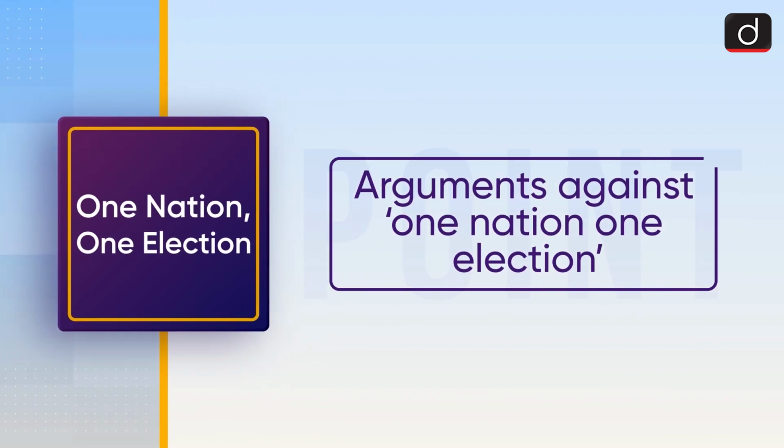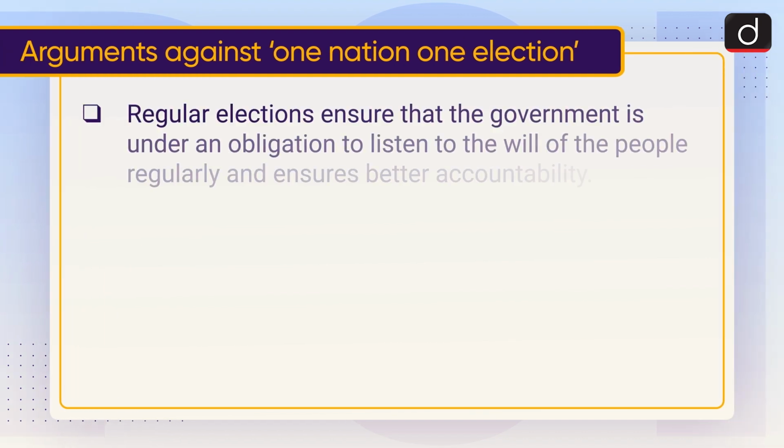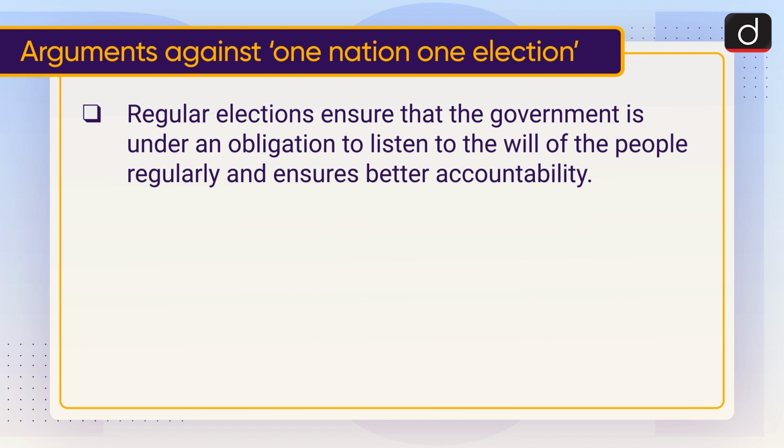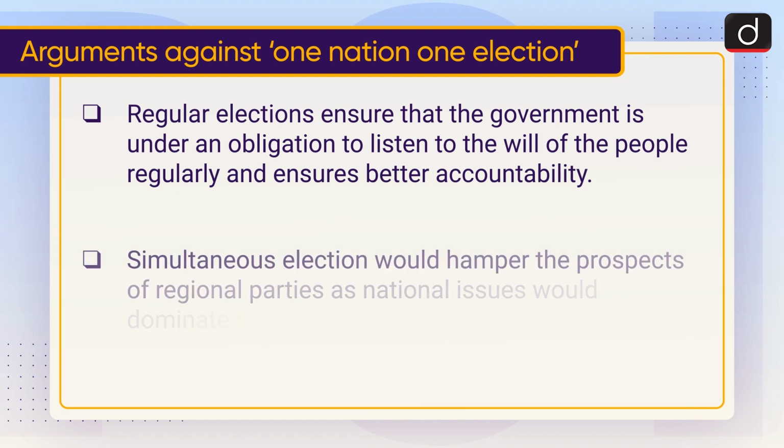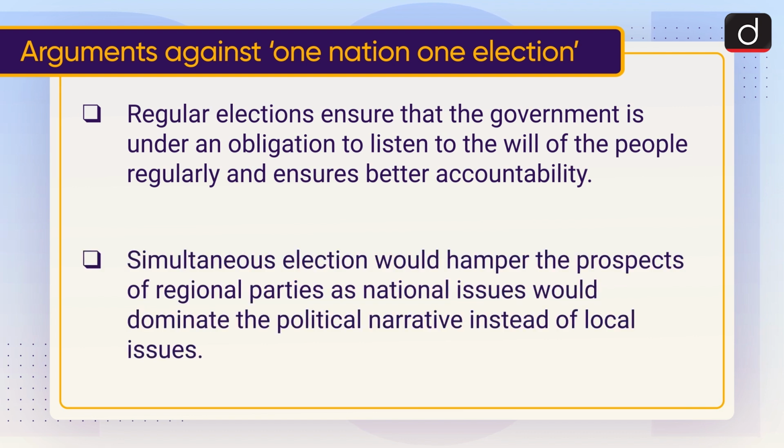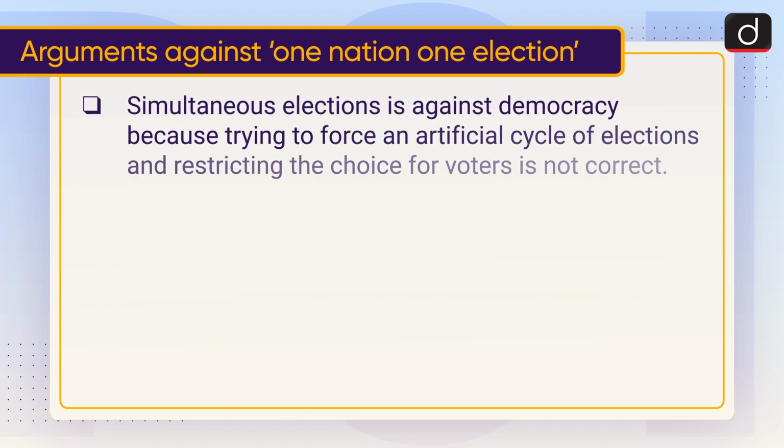Now let us have a look at the arguments against one nation, one election. Regular elections ensure that the government is under an obligation to listen to the will of the people regularly and ensures better accountability. Simultaneous election would hamper the prospects of regional parties as national issues would dominate their political narrative instead of local issues. Simultaneous elections is against democracy because trying to force an artificial cycle of elections and restricting the choice for voters is not correct.